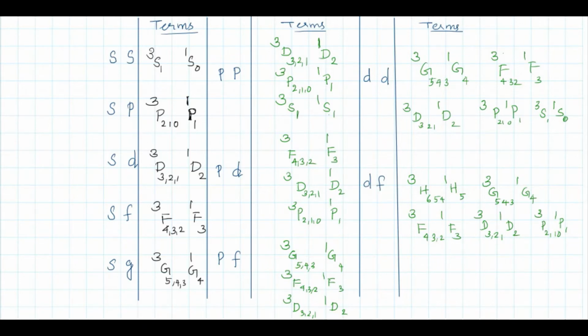Coming to DF, L values are 2 and 3. So 2 plus 3, 5, 2 minus 3, 1. So 5, 4, 3, 2, 1. For 5, the notation is H, then G, F, D, P. The total number of spectroscopic terms is 4 plus 4 plus 4 plus 4 plus 4, 20.